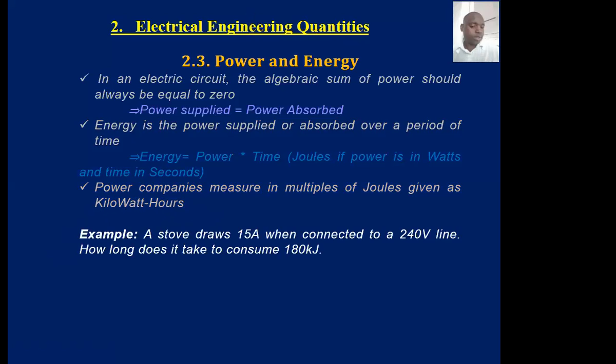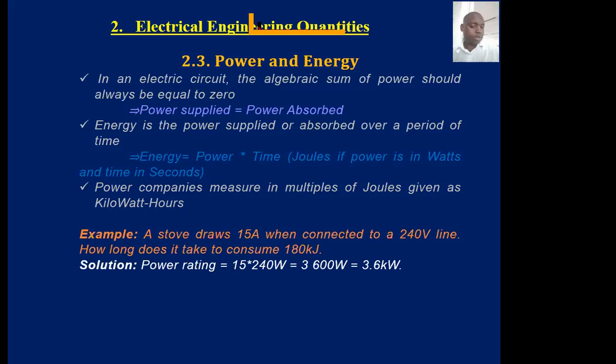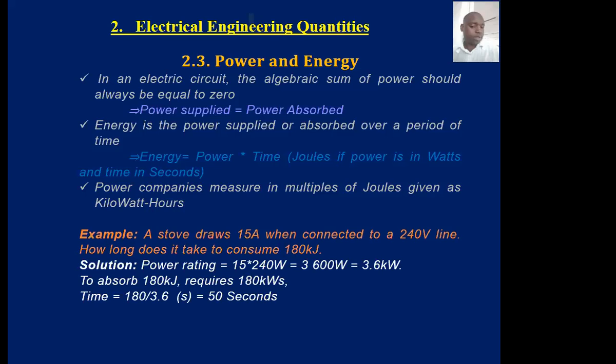For example, if a stove draws 15 amps when connected to a 240 volt line, how long does it take to consume 180 kilojoules? So the power rating will be the current times the voltage, which gives us about 3.6 kilowatts. To absorb 180 kilojoules, that means it should absorb 180 kilowatt seconds. So time becomes 180 over 3.6. Remember, we have kilo here and we have kilo there. So I'm left with watts and watt seconds. And our solution becomes 50 seconds.